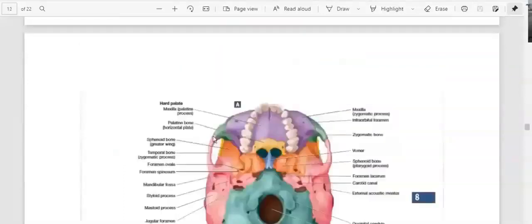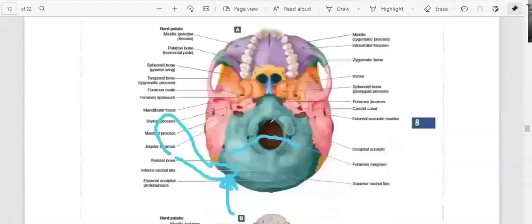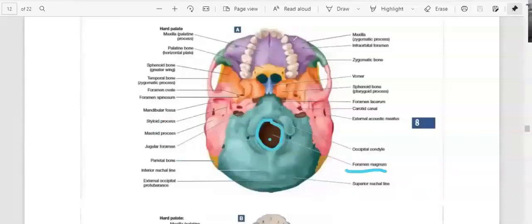We scroll down. We have the same skull, but now we are looking at it from the bottom up. Right here, you actually have a big hole in the occipital bone, which is going to be the foramen magnum. On each side of the foramen magnum, you're going to have this condyle. We have two in orange. This is going to be the sphenoid bone.